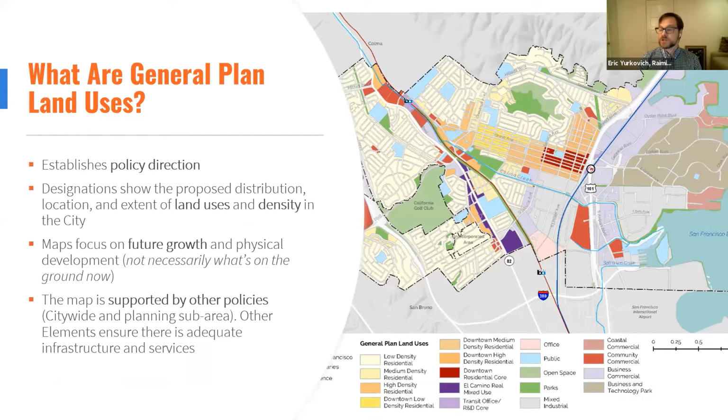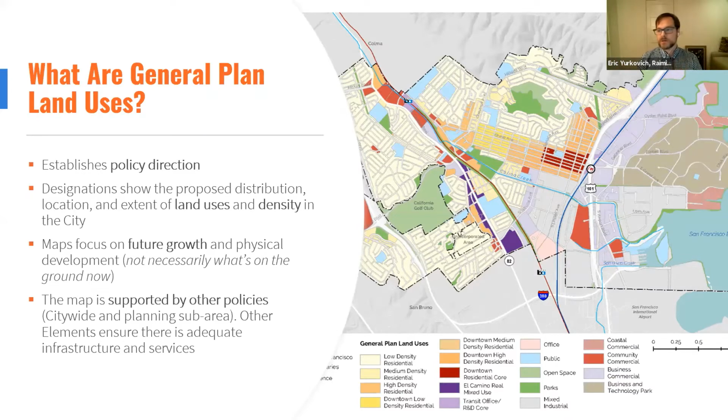It's intended to show both the distribution of land uses across the city, as well as the relative intensities of those land uses across South San Francisco. And it really focuses, again, on future growth, your policy for future growth, what you want to see in different areas of South San Francisco across the whole city, and not necessarily on what's there that's existing right now.